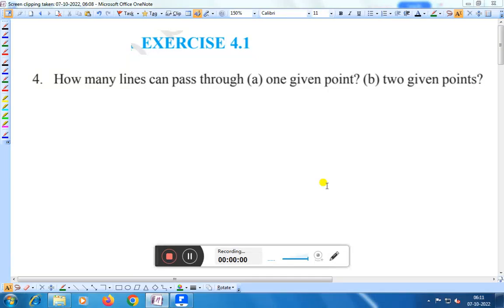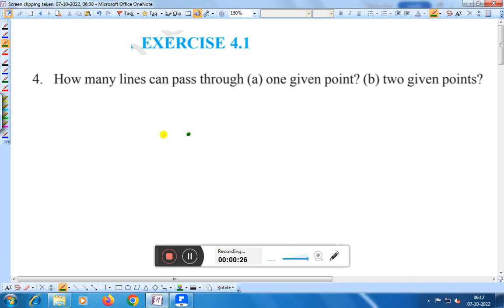Hello everyone, today we shall discuss exercise 4.1 question number 4. How many lines can pass through one given point and through two given points, right? Let us take one given point. For example, there is a point here, right? This is a point. Now, how many lines can pass through a given point?